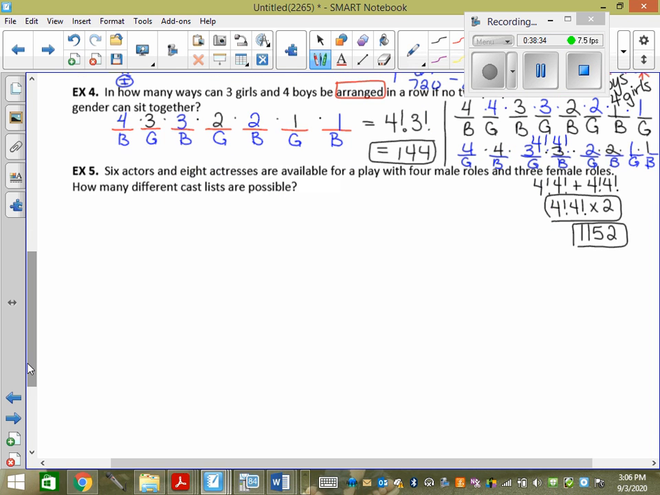6 actors and 8 actresses are available for a play with 4 male roles. It should say, sorry, I forgot to keep changing this every single year. It should say 4 different male roles, just to be specific. And 3 different female roles. How many different cast lists are possible?